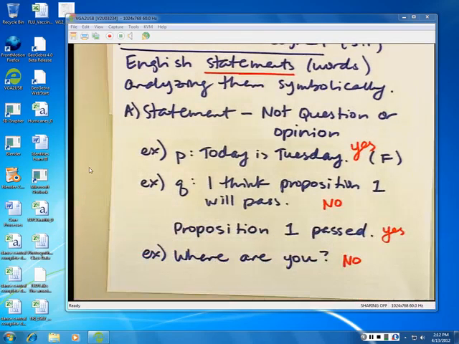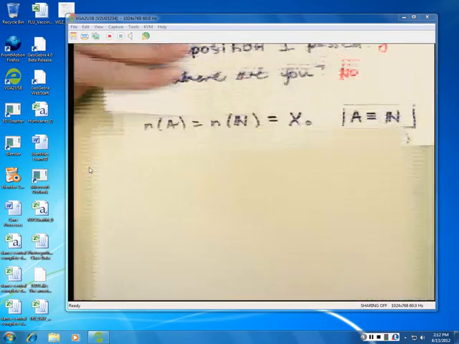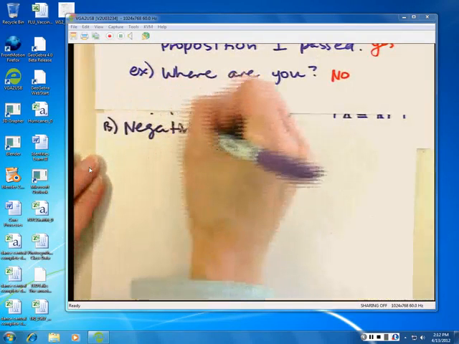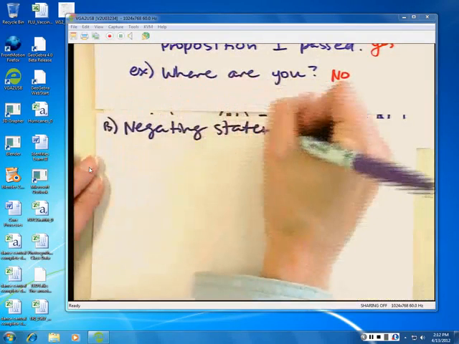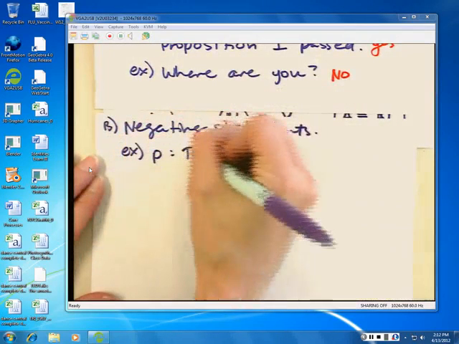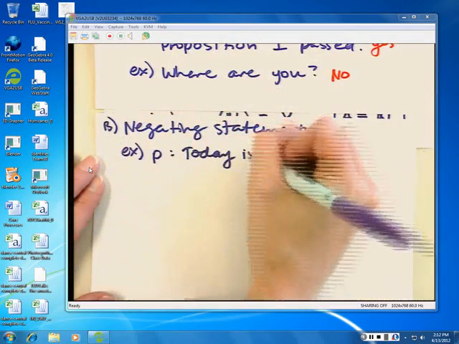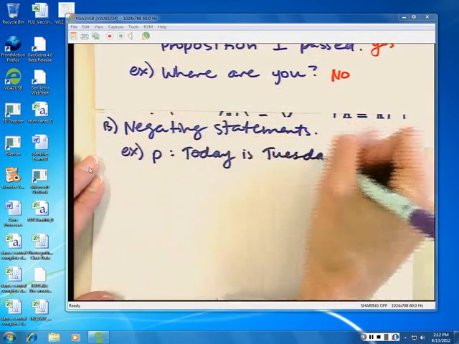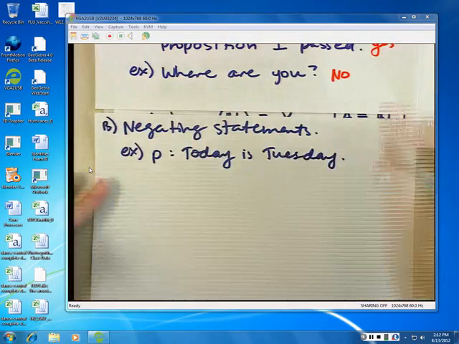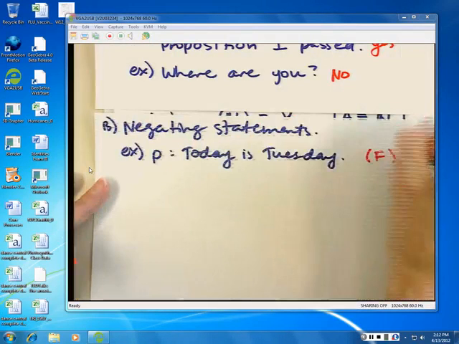Okay, so those are some statements. Let's take a look at some more examples of statements, and we're going to look at negating statements. Okay, so B, negating statements. Okay, so that first example that I had, P, today is Tuesday. Today is Tuesday. And remember I said when I'm recording this, it's actually Friday, so I can assign a truth value to this. For me right now, this is false.